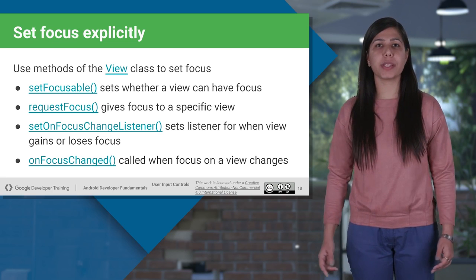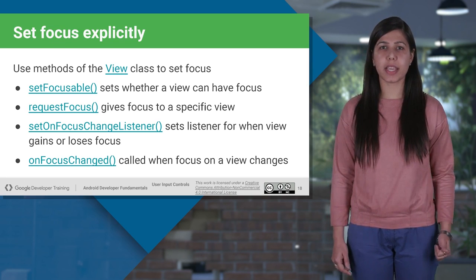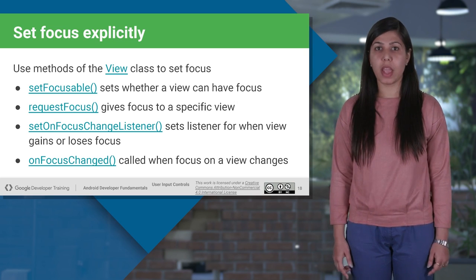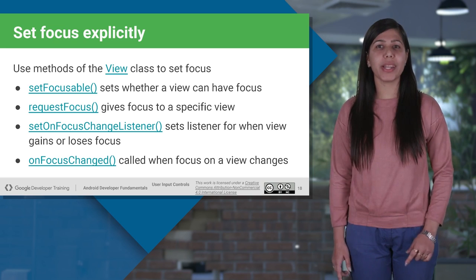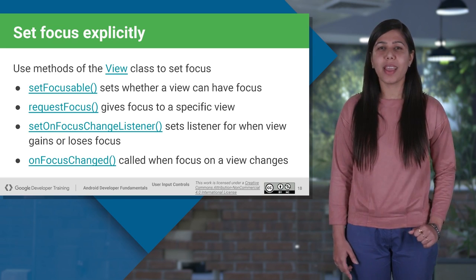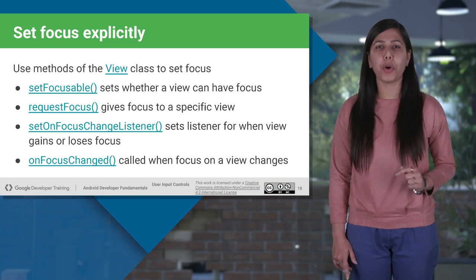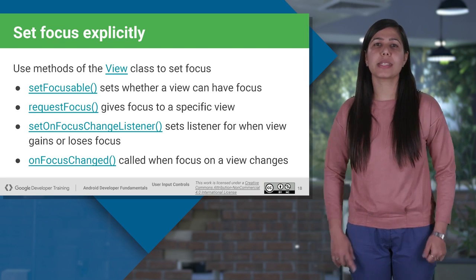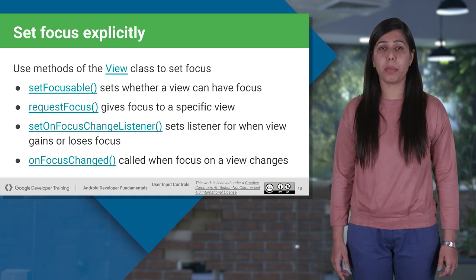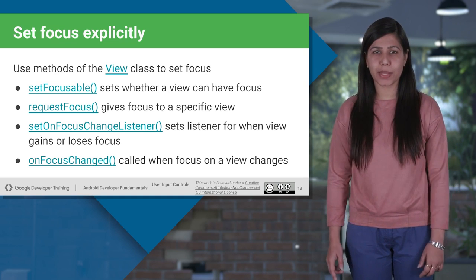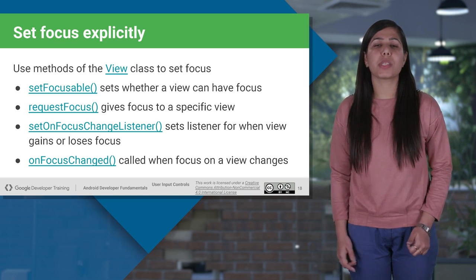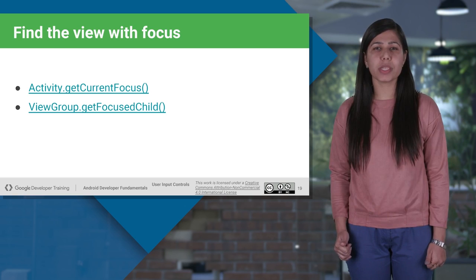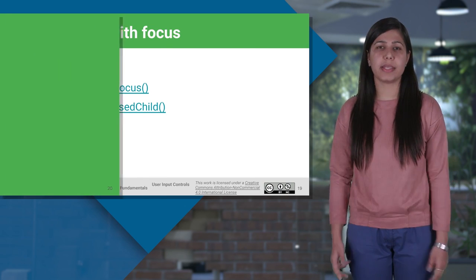To manipulate focus using Java, you can set if a view is focusable by calling the setFocusable method on the view. You can give focus to a view by calling requestFocus on the view. You can also set an event listener for when a view gains focus by calling setOnFocusChangeListener. And lastly, remember that onFocusChange will be called on a view every time its focus gets changed. In order to find which view had focus, we can use these two methods.